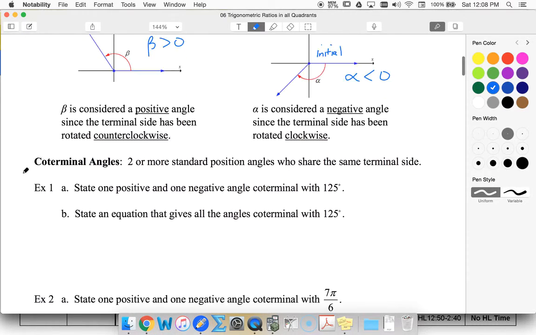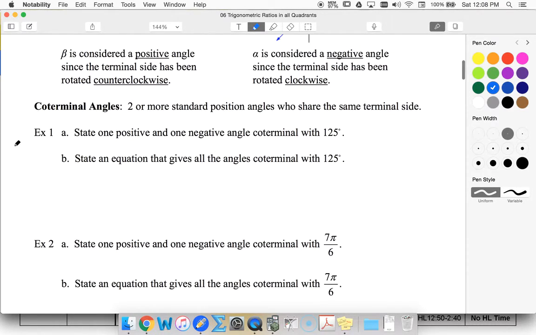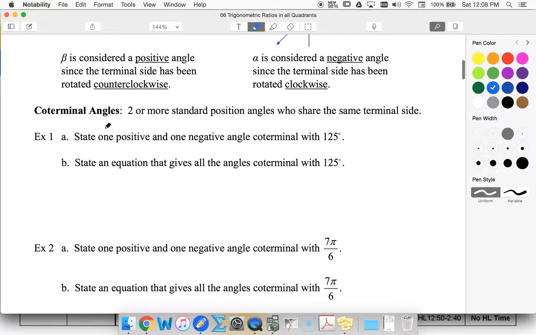Another definition we need to know is coterminal angles. Coterminal angles are two or more, so as many angles as I want, standard position angles who share the same terminal side. So let's look at an example of that. One positive and one negative angle coterminal with 125 degrees.